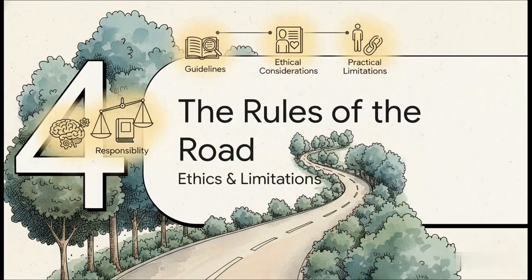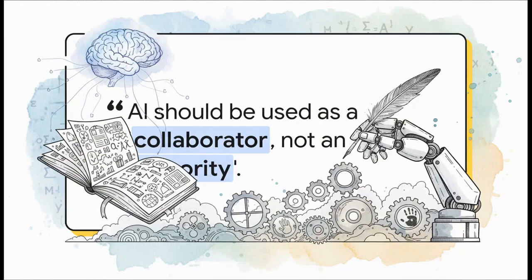Okay, with all this power comes a whole lot of responsibility. Using this tool powerfully means you have to use it responsibly. So let's slow things down for a minute and cover the essential guidelines, the ethical stuff, and the practical limitations. This quote right here, this is probably the single most important rule for using AI in academia.